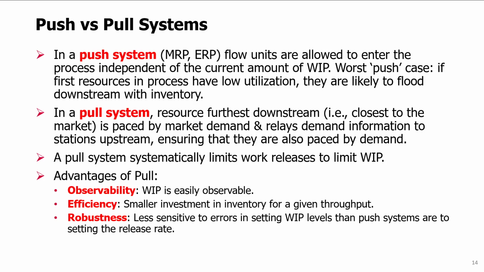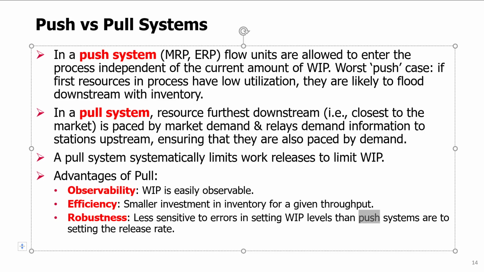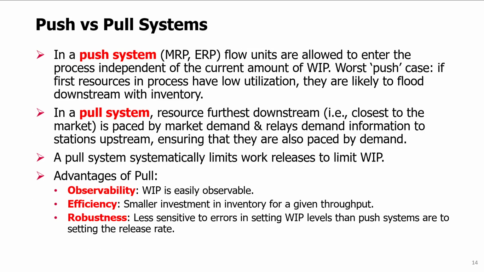Robustness here means that if you make an error in the push system and set too high or too low a release rate, you will have a very high cost of either overproduction or shortage. In contrast, if you set the wrong work in progress level, maybe too low or too high limits on the inventory levels, then the costs will not be as high as in the push system with the wrong release rate.